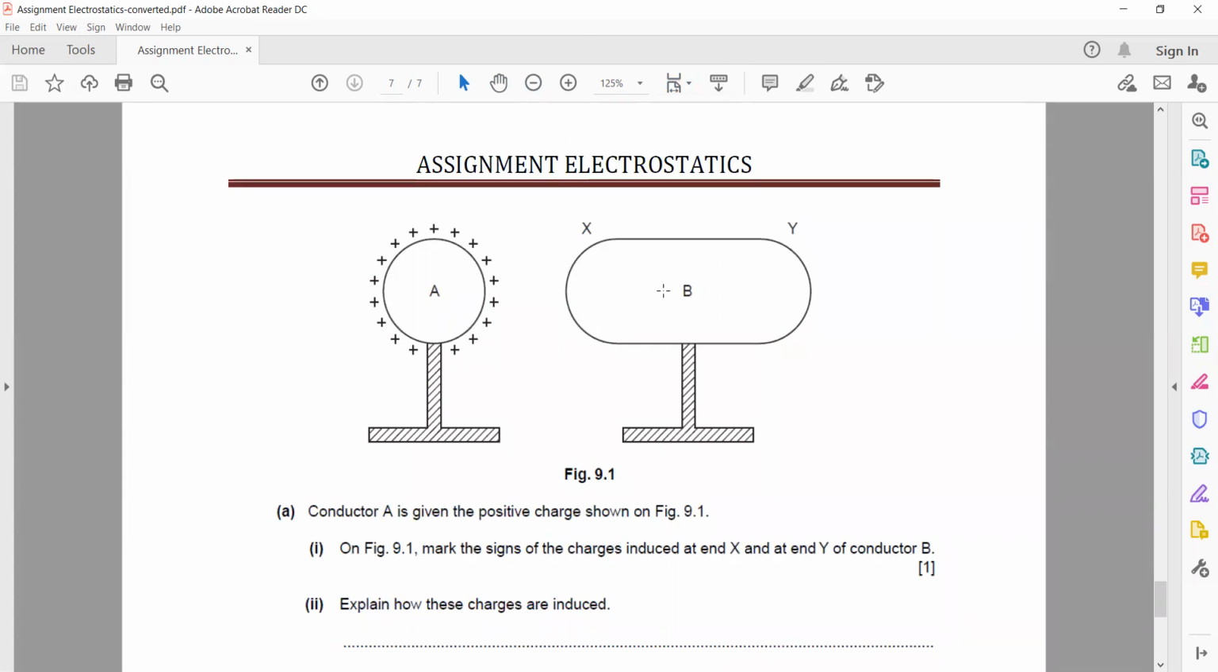Conductor A is given a positive charge as shown in the figure. On figure 9.1, mark the sign of the charge induced at X and induced at Y. What will be the charge at X? Yeah, so X will be negative, and what is the charge on Y?